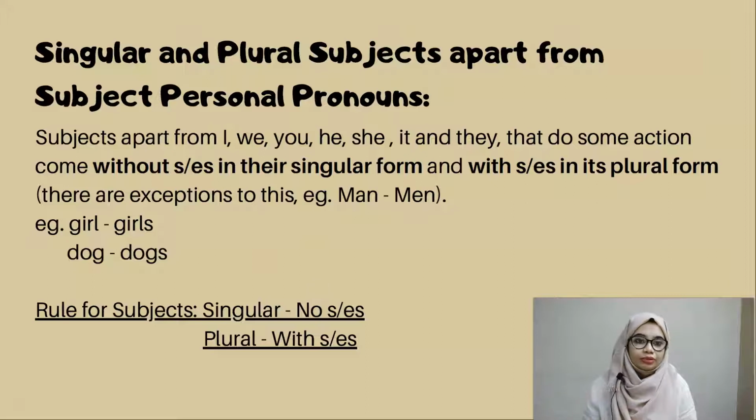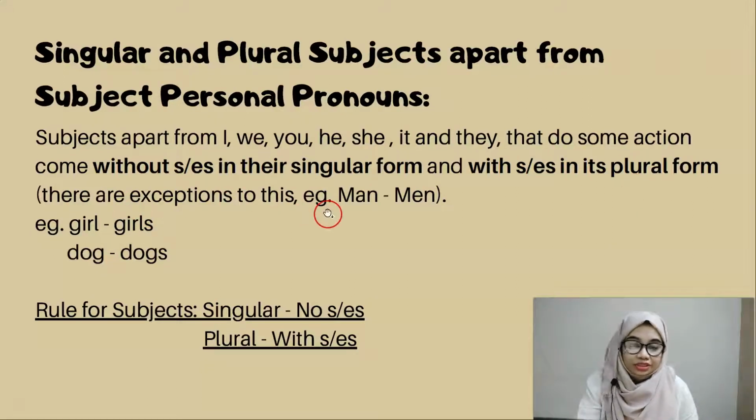Singular and plural subjects, apart from the subject personal pronouns that we just discussed. Subjects apart from I, we, you, he, she, it, and they that do some action come without S or ES in their singular form. So this is just the basic rule for how you determine if a subject is singular or plural. If the subject comes without S and ES, then the subject is considered singular.